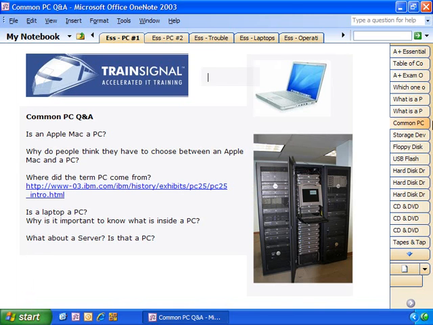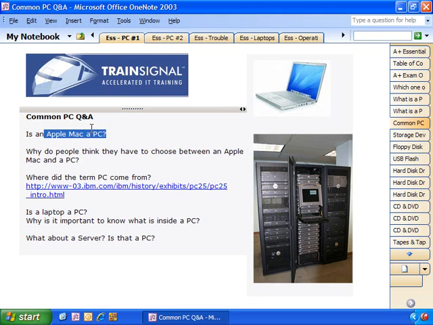All right, now we have some more common PC questions and answers just to make sure you're still paying attention and to make sure you're learning something. So is an Apple Mac a PC? Well, that was one that we already answered, but it's an important question because for many years there's been this feud between Apple computers and PCs. Technically, an Apple computer is a PC. It's a form of personal computer.